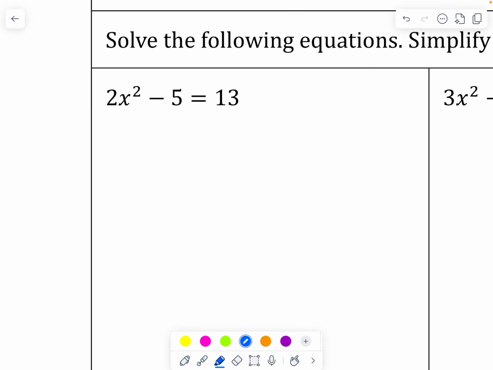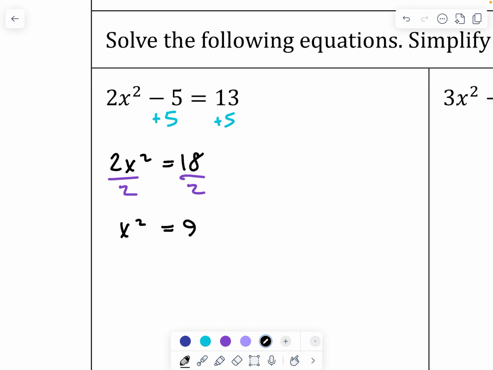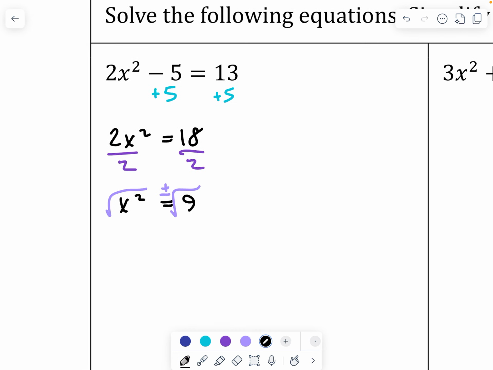Here we have 2x squared minus 5 equals 13. First step is going to be add 5. 2x squared equals 18. Divide by 2, divide by 2. X squared equals 9. Square root both sides. Square root property says plus or minus. Well, here we go. We got a perfect square. Square root of 9 is 3, so the answers are positive and negative 3, plus or minus 3.